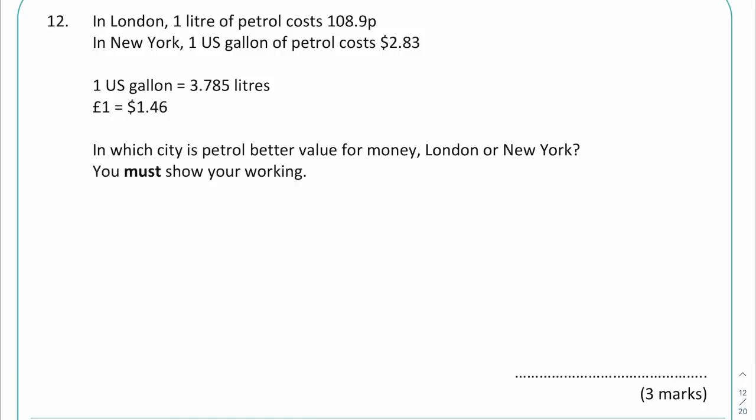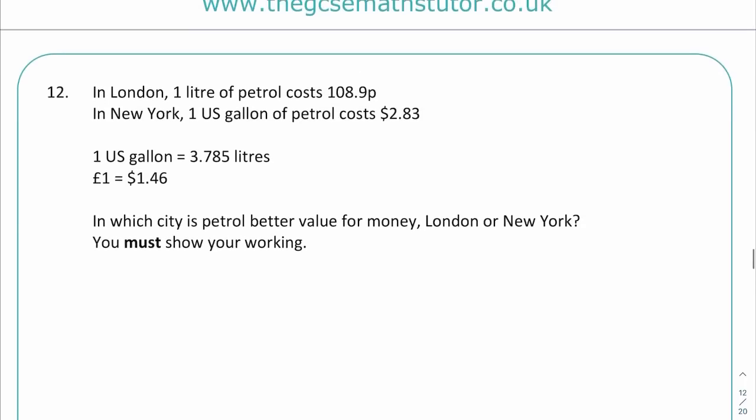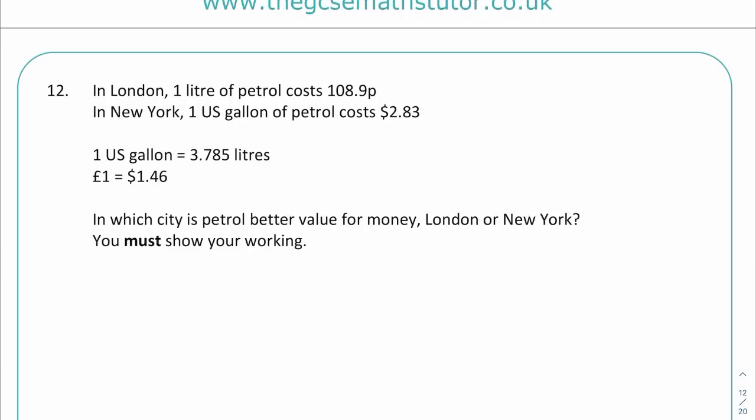It says 1 US gallon is 3.785 litres, and a pound is $1.46. In which city is petrol better value for money, London or New York? And you must show your working. Now, straight away, there's a few things that stand out. Number one, they're in different units, so they need to be in the same units. And number two, they're in different currencies. So we have quite a few conversions going on in this question.